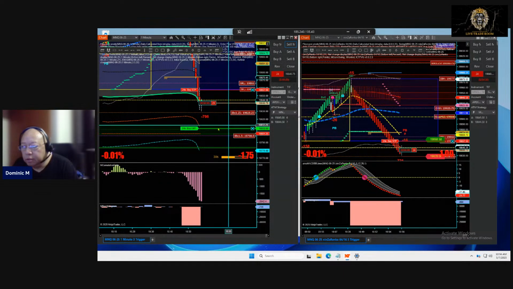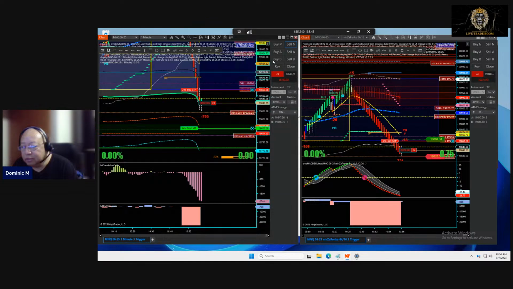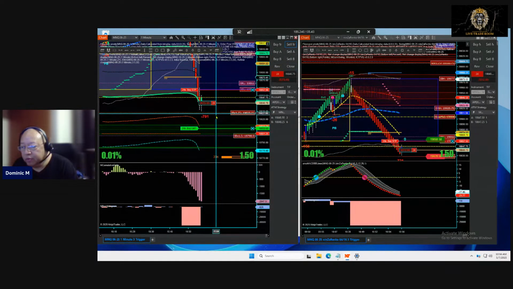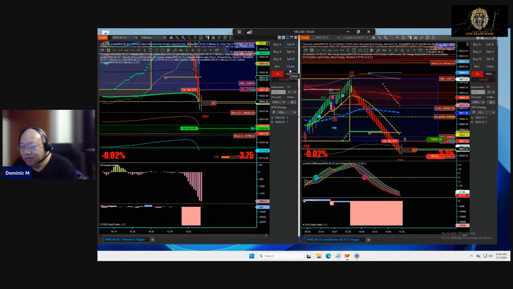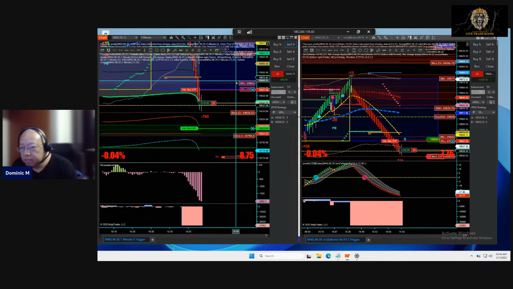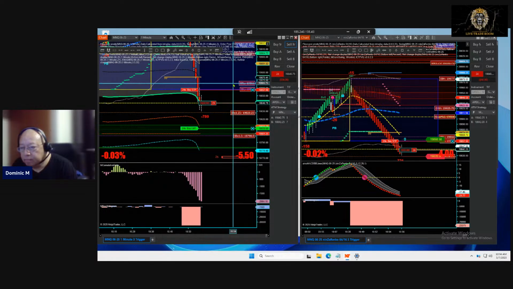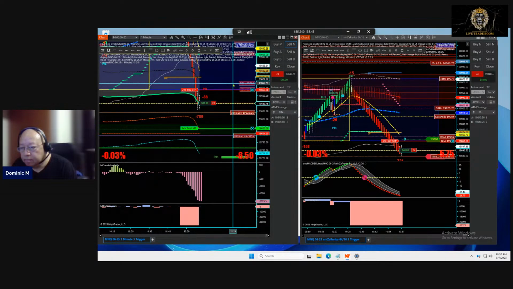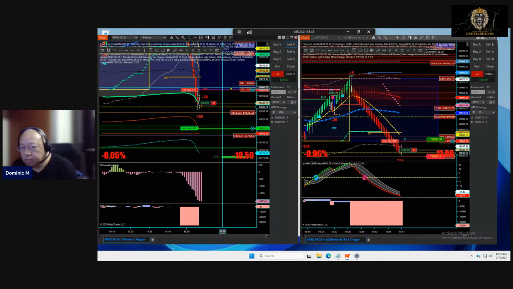Oh, no wonder we're hitting the 1.25 extension. Oh my god. Okay, I better close this. We're hitting the 1.25 extension to the downside. That's the reason why. That should have been my target. But let's see if it's going to surpass that. We have strong momentum to the downside. Good, passing 1.25. Let's see.